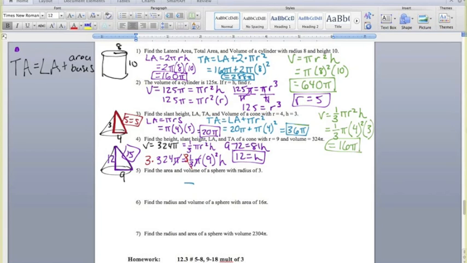It doesn't matter whether they go 3 and 4. They just have to be the legs. It can be the hypotenuse, but it doesn't matter which one is the vertical and the horizontal.